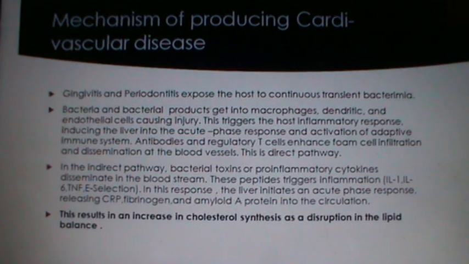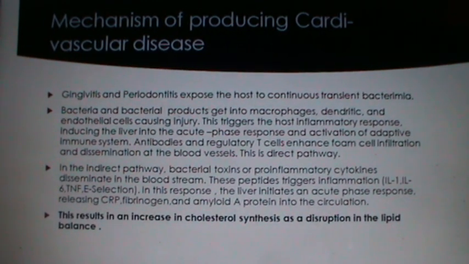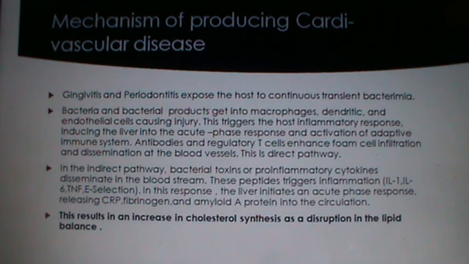There are two mechanisms by which cardiovascular disease can result. One is the direct one, in which the bacteria directly enter the bloodstream and may result in cardiovascular disease. In the indirect pathway, bacterial toxins or pro-inflammatory cytokines disseminate in the bloodstream and go into the liver and initiate the acute phase response, releasing CRP, fibrinogen, and amyloid A protein into the circulation.